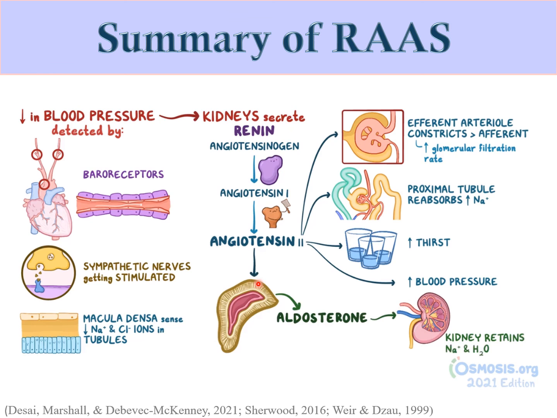Angiotensin 2 causes the efferent arterioles over here to constrict more than the afferent arterioles, which then increases the glomerular filtration rate. It also causes the proximal tubule to reabsorb more sodium ions from the filtrate. It increases thirst, and it helps increase blood pressure, while also stimulating the adrenal cortex over here to release aldosterone, which gets into the kidneys to help them retain sodium and water.